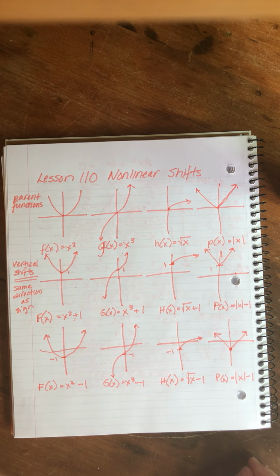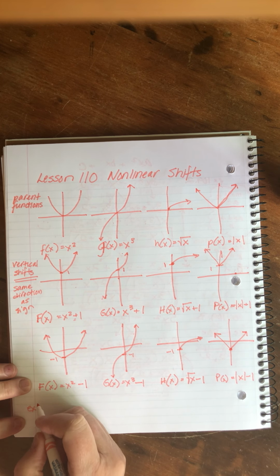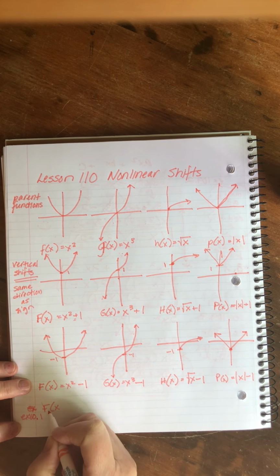All right, so here's an example of how John might test us on this. Sketch the graph of f of x, oh, I didn't write the number. Example 110.1. f of x equals absolute value of x plus 3. Okay, so we can make our graph super simple.